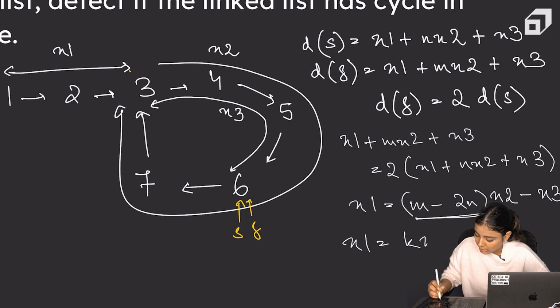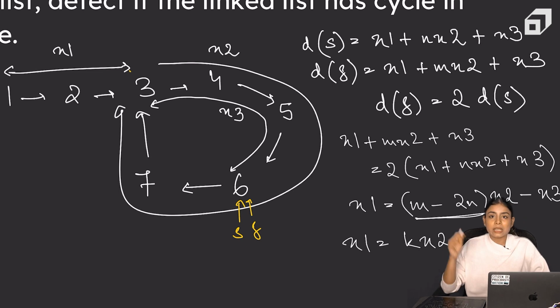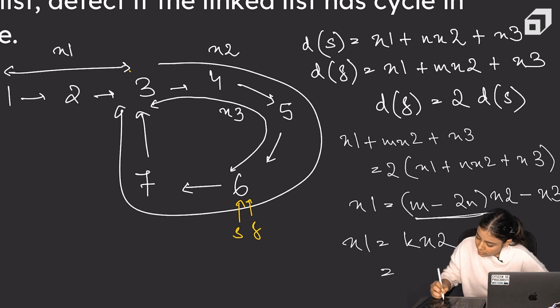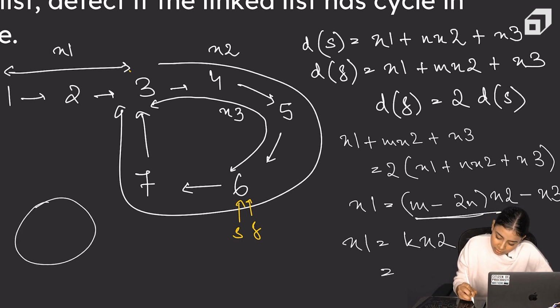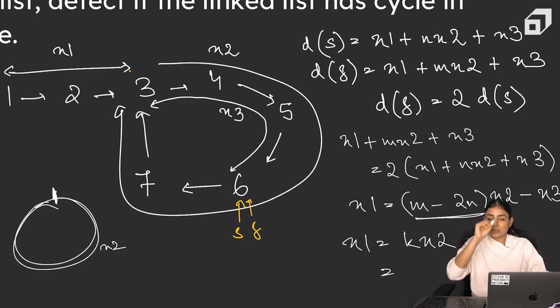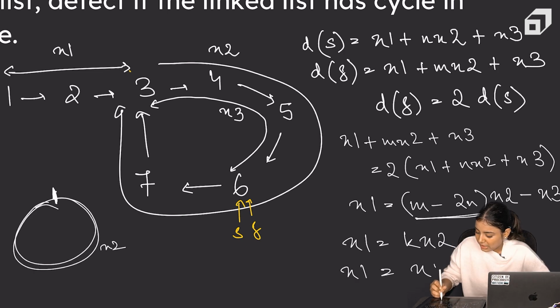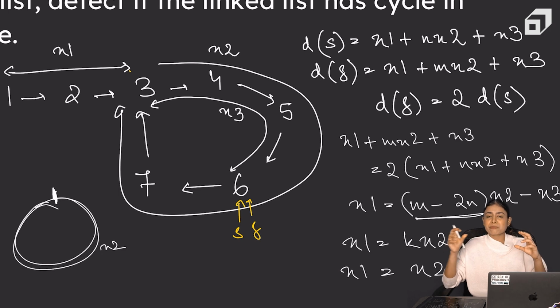So x1 is equal to k x2 minus x3. K x2 basically stands for k loops, so that's the difference covered. I can also, if I start at this point and cover x2 distance, come back to the same point, right? If you cover the entire circumference of a circular path, you come to the same point. So I can say x1 is equal to x2 minus x3, because after k minus 1 loops of x2, you will come to the same point, right? So after that, I can say x1 is equal to x2 minus x3.